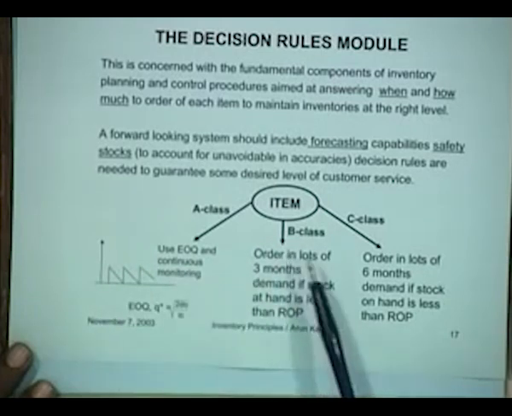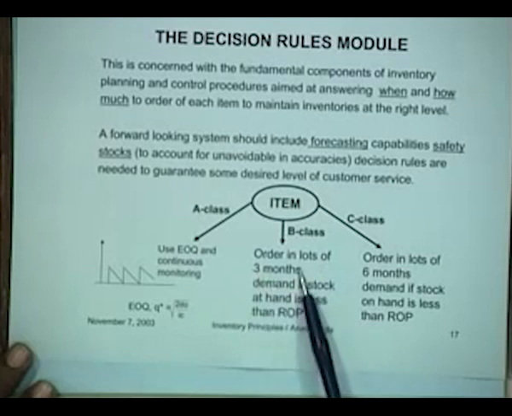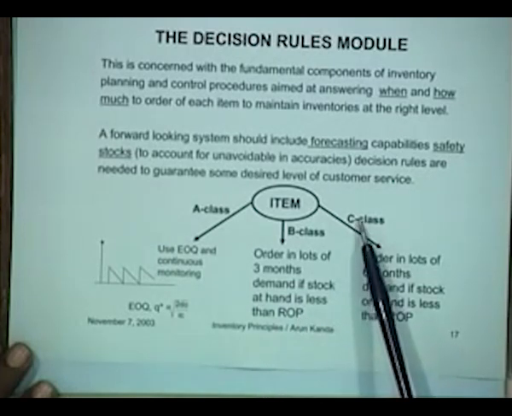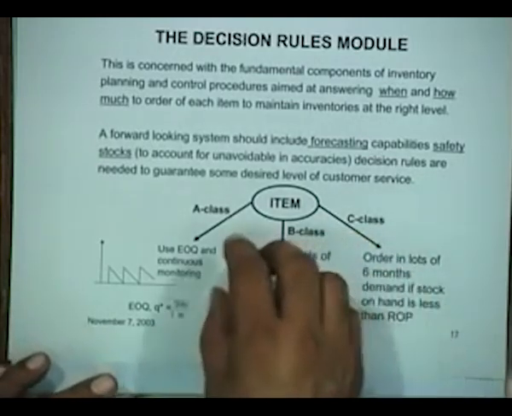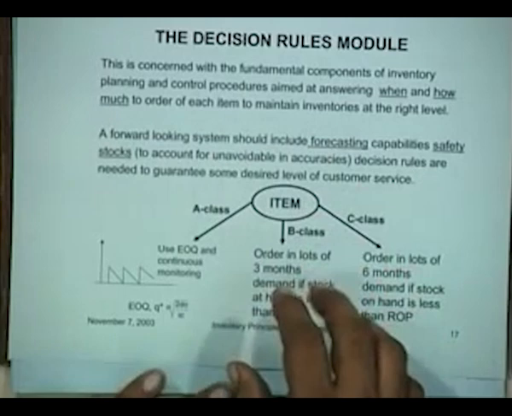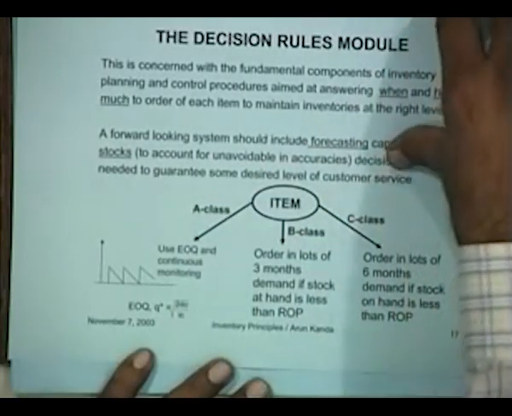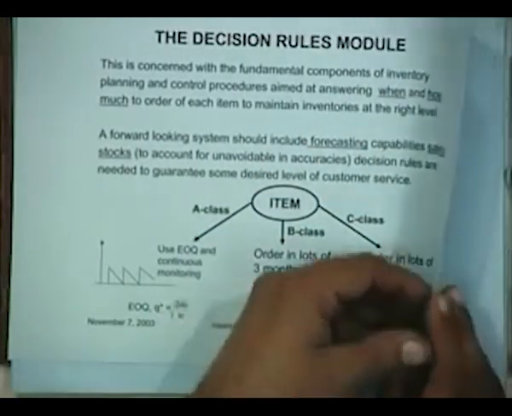If it's a B class item, you might have a policy of ordering in lots of 3 months' demand if stock at hand is less than the ROP. And then similarly for C class items, order in lots of 6 months' demand if the stock on hand is less than the reorder point. That means depending upon the nature of the item and a track is available, you have a set of rules which is defined in the policy which will take care of this. So optimization or rules of thumb, whatever you have.